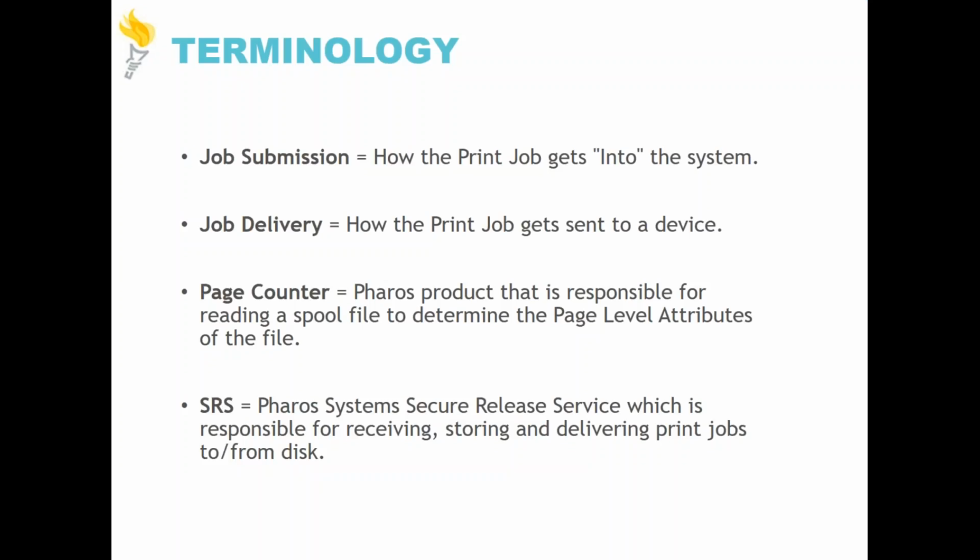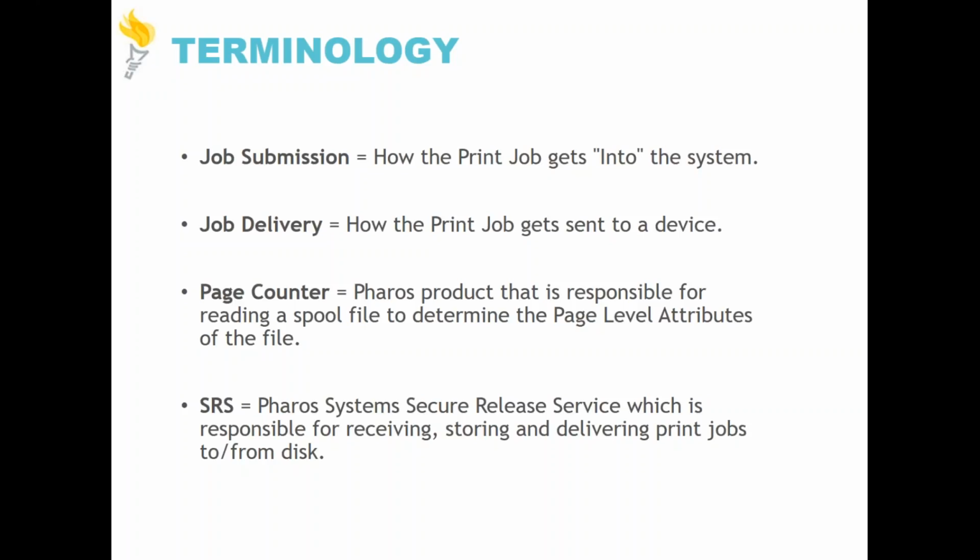So first, we'll just start off with terminology here. In the printing world, job submission is basically how the print job gets into the system. That's where it comes from a client machine to the server. Job delivery is the second half of that, and that's how the job gets from the server, where it's been sitting waiting to be released, to a physical printer, a physical print device in your environment.